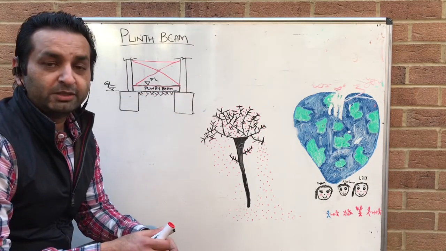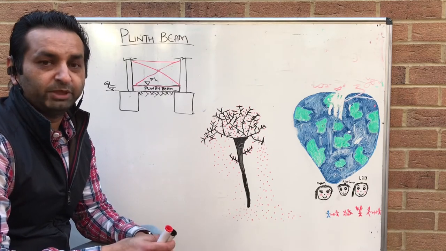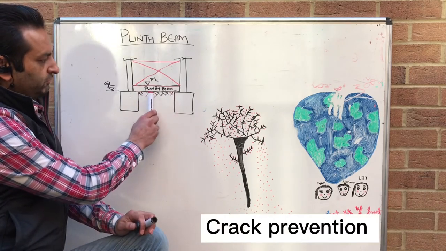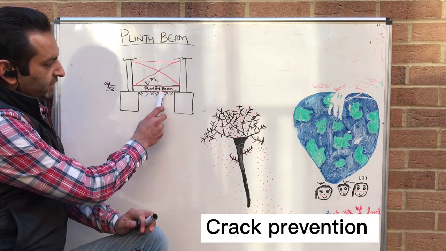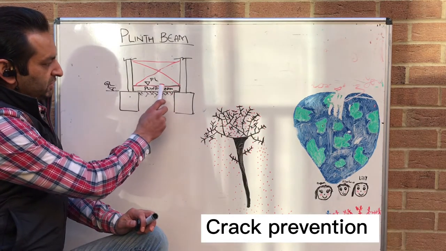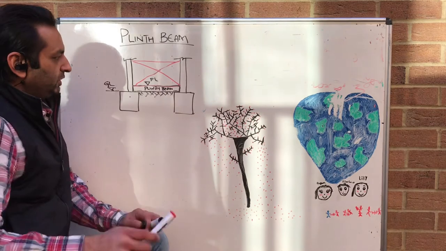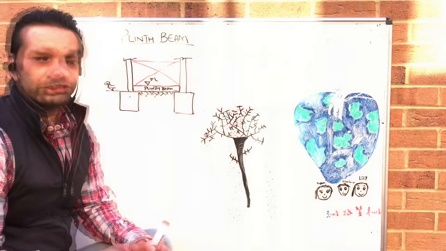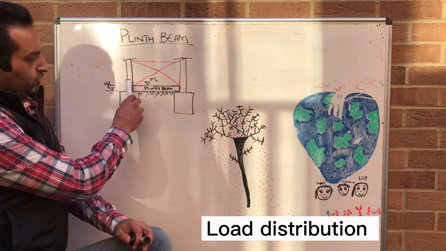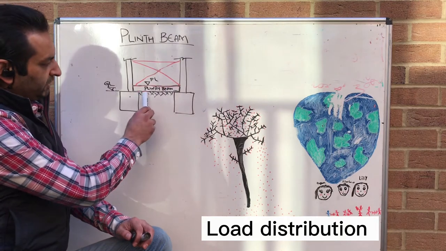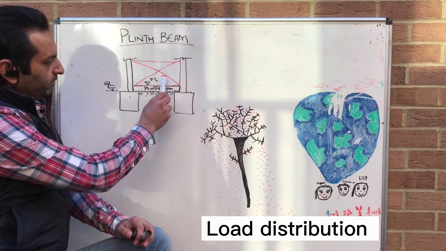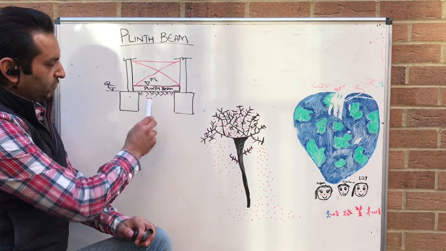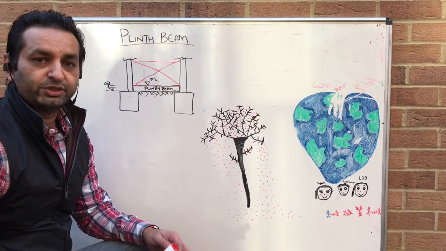Let's talk about the purpose and the reason why we provide the plinth beam. The first function of the plinth beam is to prevent the cracking from the foundation going into the wall. If there are any cracks in the foundation, the plinth beam will restrict that from going into the wall. That's the first and foremost important function of the plinth beam. The second function is to distribute the load from the wall evenly onto the foundation. All the load that comes onto the plinth beam is distributed evenly onto the foundation, so there's no overstressing on the foundation.